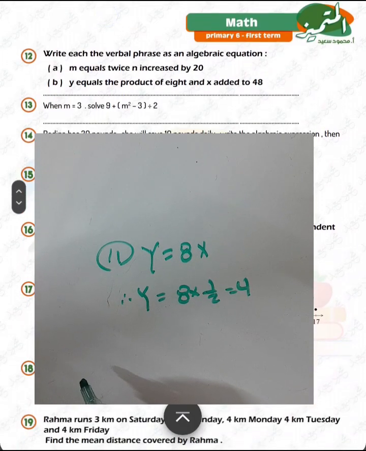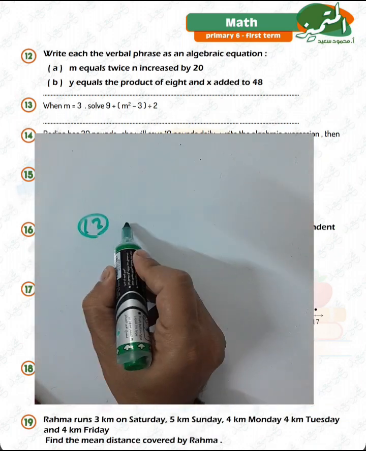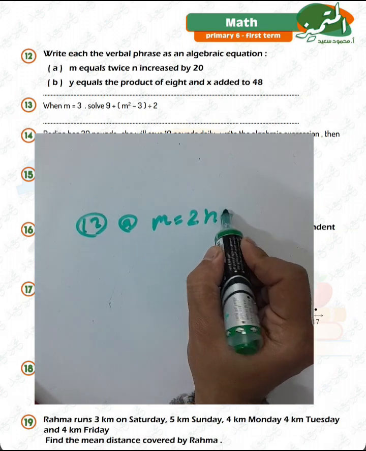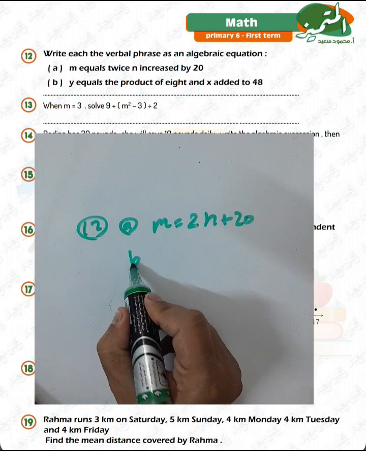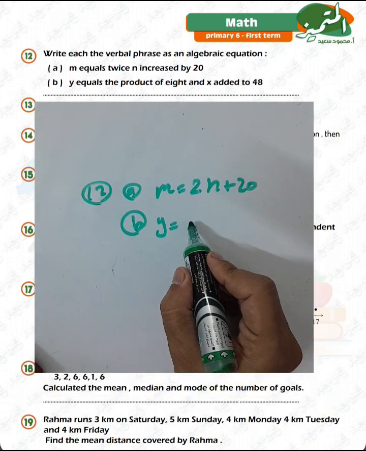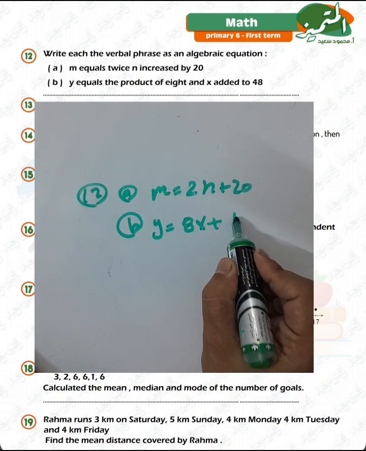Question 12. Write a verbal phrase for each of the following. Letter A. M equals twice n increased by 20. Y equals the product of 8 and x added to 48.